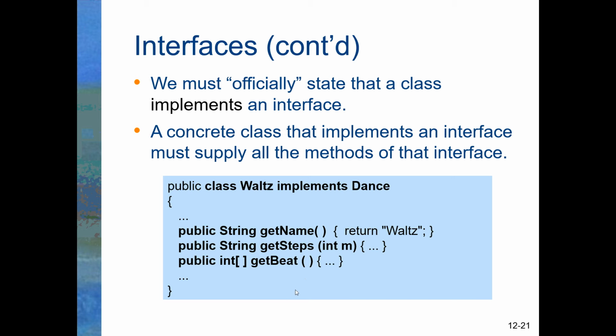So here are three methods inside this Waltz class right now. One's called getName, which returns a type String, and you can see it right there. So they probably defined these three methods inside the Dance interface. You have to have a getName, a getSteps, and a getBeat. getName returns a string, getSteps takes in an integer but returns a string, and getBeat returns an integer array. They're just not showing you the code inside those right now, but you get the idea. These three, because they were in the Dance interface, have to be defined inside the Waltz class.